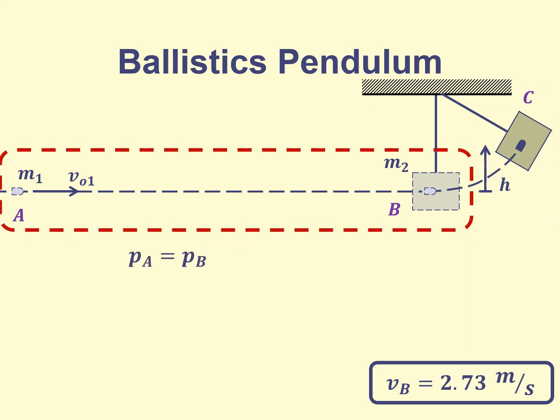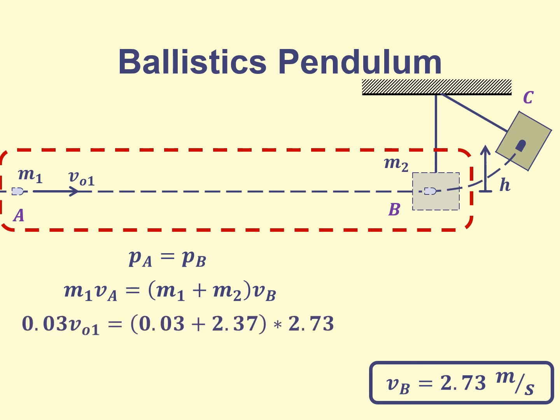So now we do conservation of momentum. The momentum before is going to be equal to the momentum after. That means the momentum at point A as it's traveling is going to be equal to the momentum at B as the two are combined. The momentum initially is all in the bullet, so the momentum before is the mass of the bullet times the velocity of the bullet at A, and that's going to be equal to the mass of the two objects together times their velocity. We already know the velocity at point B, it's 2.73.